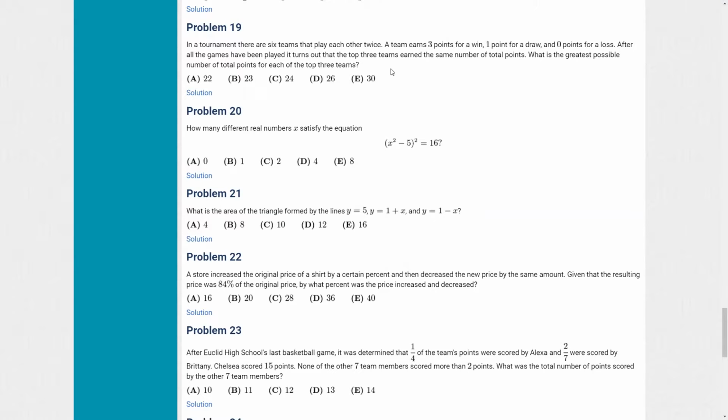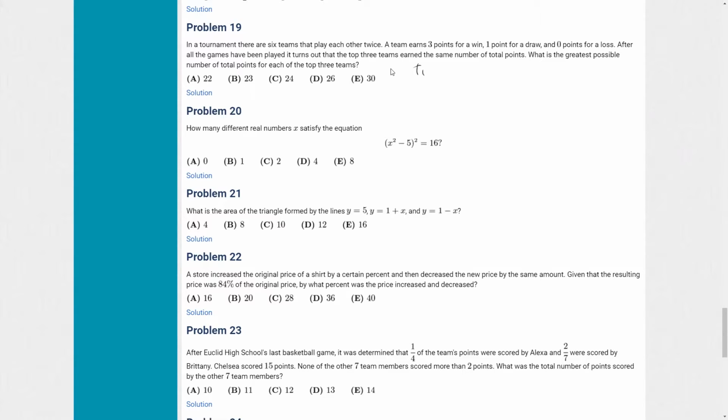Okay. So the top 3 teams all earn the same amount of points. So how does that happen? And we want to maximize the number of points that these top 3 teams won. So that means that every team that they play, they need to win as many as possible, right? But we can't forget that if team number 1 wins, then their opposing team loses. So we can't just hand out wins without thinking about how that affects the other teams.